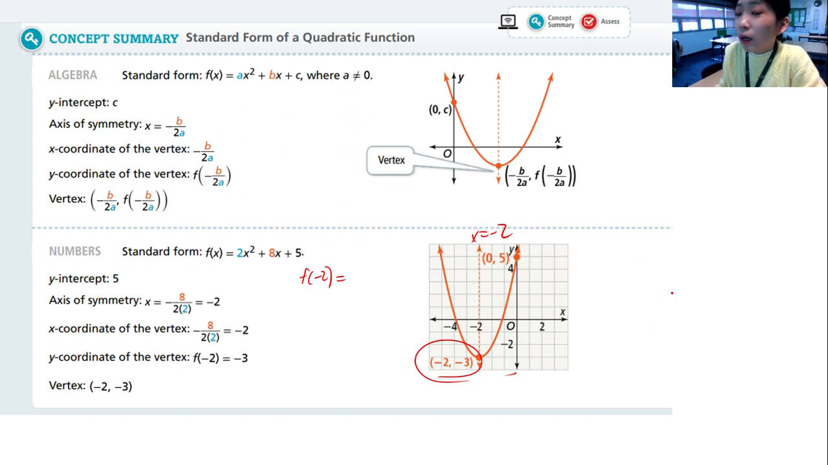All right, that was lesson 8-3, quadratic functions in standard form.